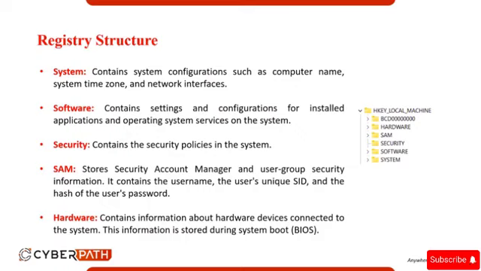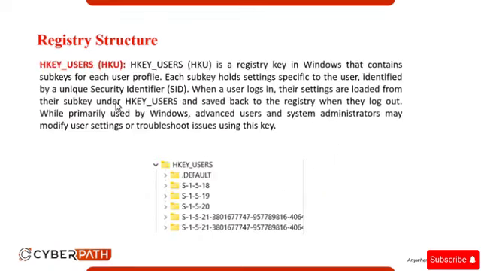SAM stores security account manager and user group security information. It contains the username, the user's unique SID, and the hash of the user's password. Hardware contains information about hardware devices connected to the system. This information is stored during system boot, in other words, BIOS.